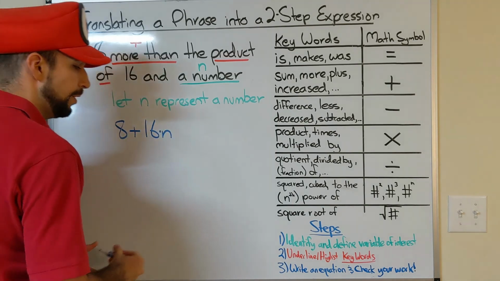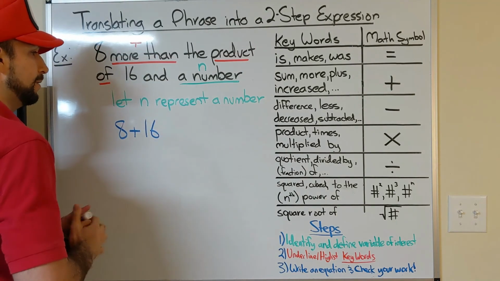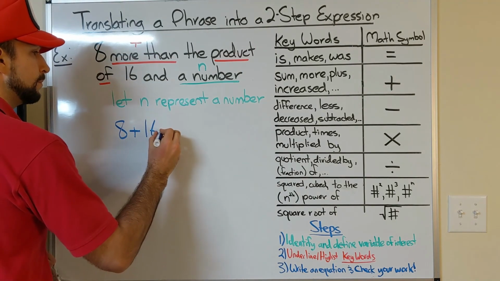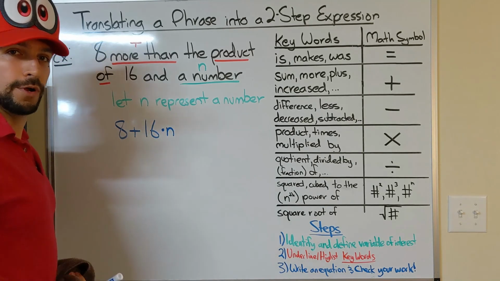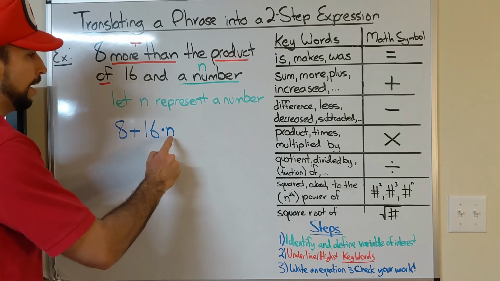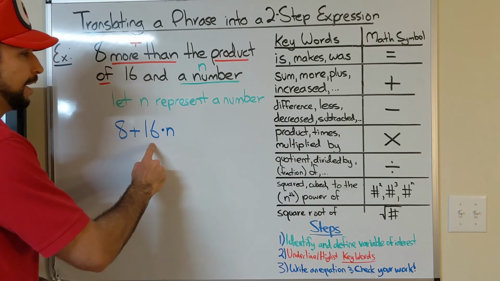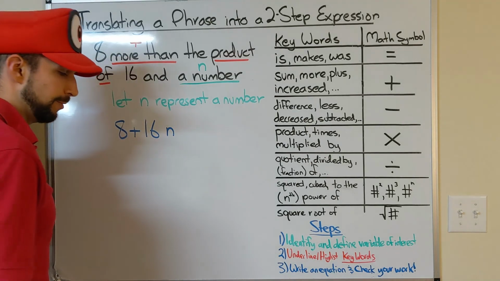If you chose to, you could instead write this as 16 times n. The two are equivalent because when you multiply a number, constant, by a variable, this becomes its coefficient. Let's do one more example.